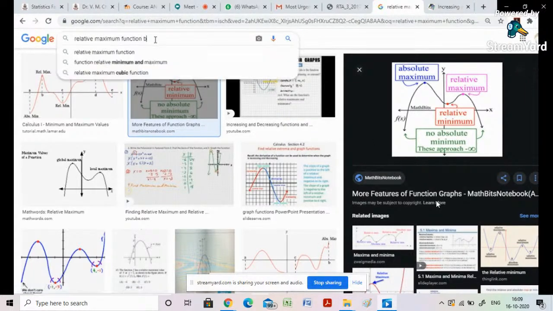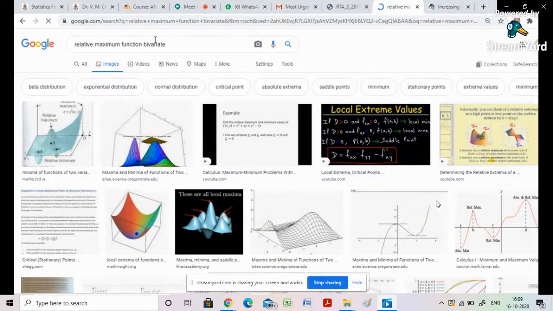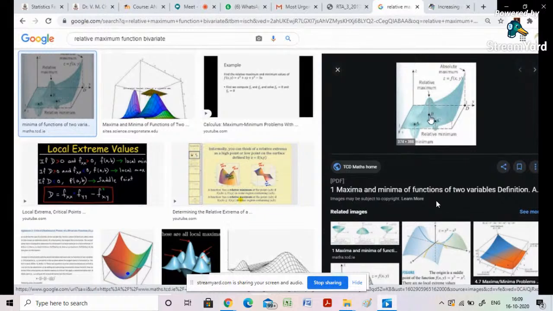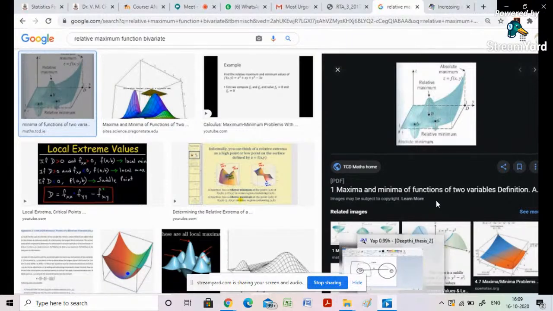So in this, this is a relative maximum. When we consider this small domain, you can see this is the relative maximum. So f of x naught is greater than or equal to f of x in that region only. When we consider the whole region, we cannot say that it is the maximum.